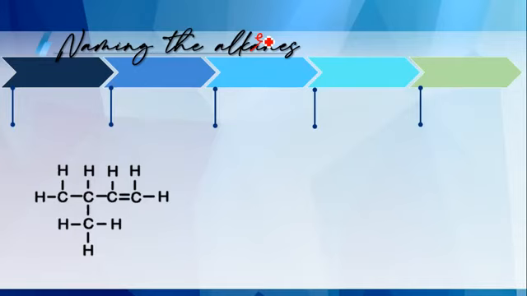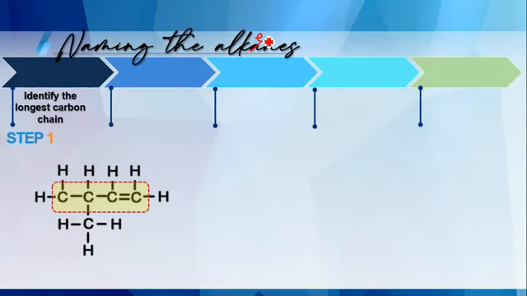All right, let's see how to name the alkyne. Okay, step number 1 is still the same. Identify the longest carbon chain. So you will do exactly the same as what you did for alkane. However, you need to remember that the longest carbon chain must include the carbon-carbon triple bond. Okay, so you cannot ignore it, because the carbon-carbon triple bond is the functional group for alkyne. Right? In this case, we have 4.